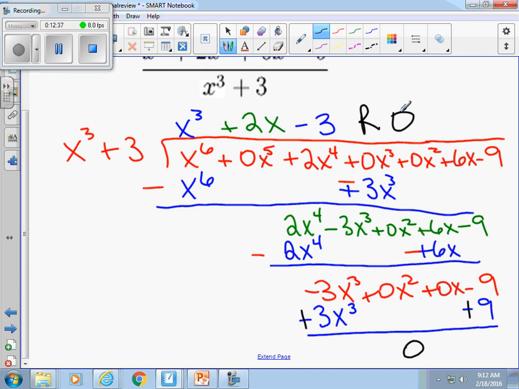There will be some important things with ones that divide in evenly. So that is how you do polynomial long division. Any questions about that?